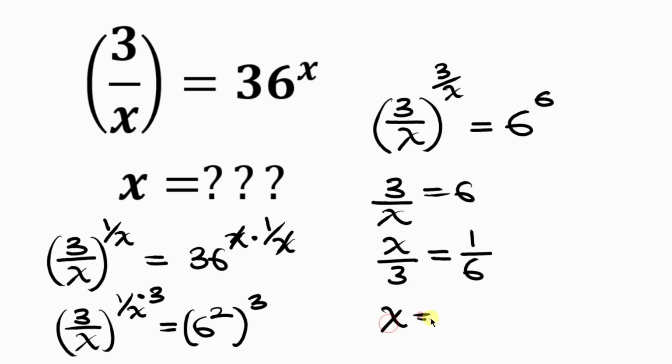So x now becomes 3 times 1 all over 6. And this results to 3 here, 1, 3 here, 2. So 1 times 1 is 1 all over 2. Very good. And this is our final answer.